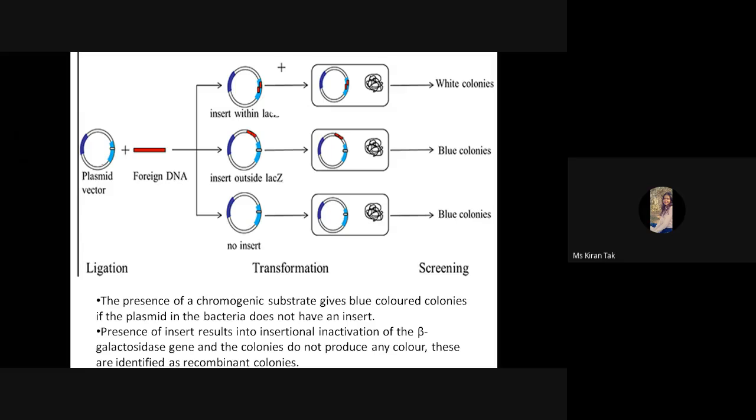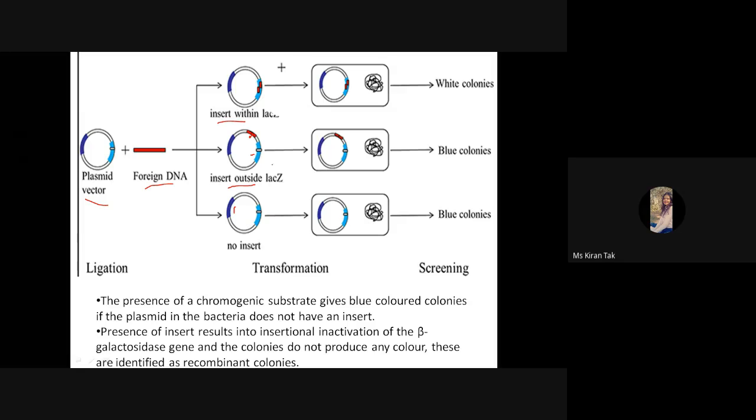Okay, so now if this is the plasmid vector and this is the foreign DNA, there are three possibilities. First, the insert is present within the lacZ; second, the insert is outside the lacZ; and third, there is no insertion of the gene of interest in the vector. The insert is the red color and blue is the lacZ gene.